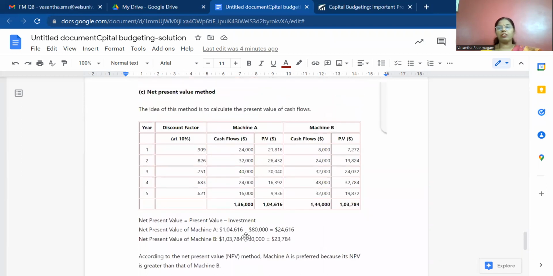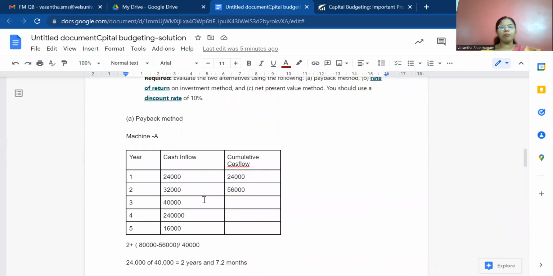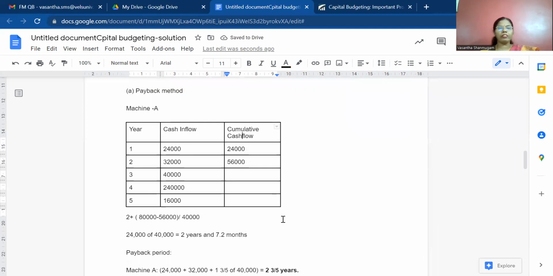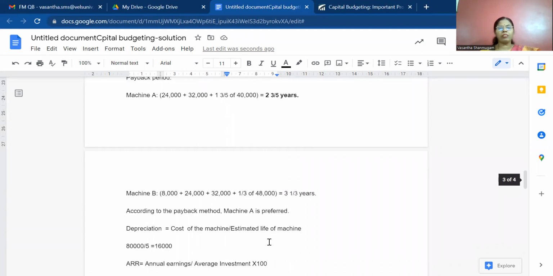So this is about the net present value. We have seen the accounting rate of return method, the net present value method, and the payback period method. In the payback period method, because the cash inflows are not uniform, we calculated the cumulative cash flow. Then we applied the formula. The shortest payback period will be accepted.